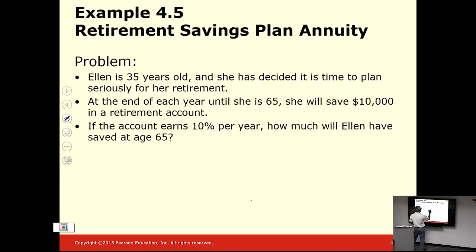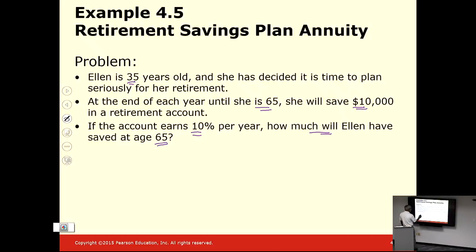So at the end of each year until 65, she will save 10,000. Currently she is 35 years old, 10% per year. How much will you have at the end of 65? Very practical problem. If you're thinking about your retirement, you think about at what point in the future you will retire. What's your age today? How much money would you need to comfortably retire? And then between now and then, how much would you have to save per year to get to that point? So it's a very practical problem.